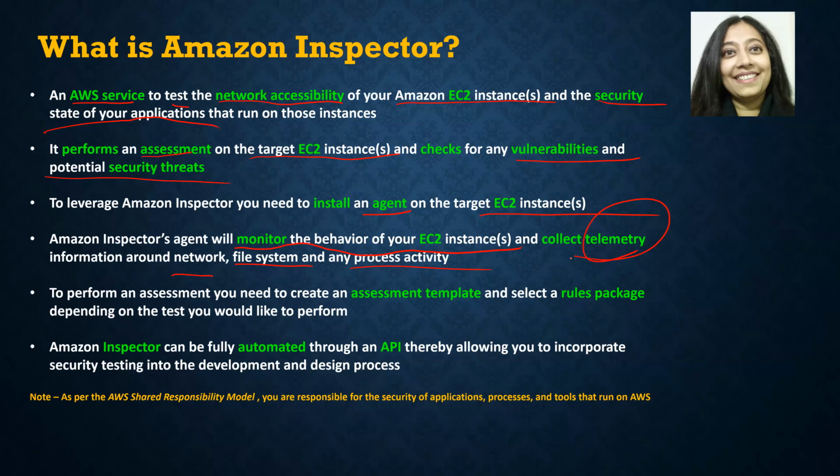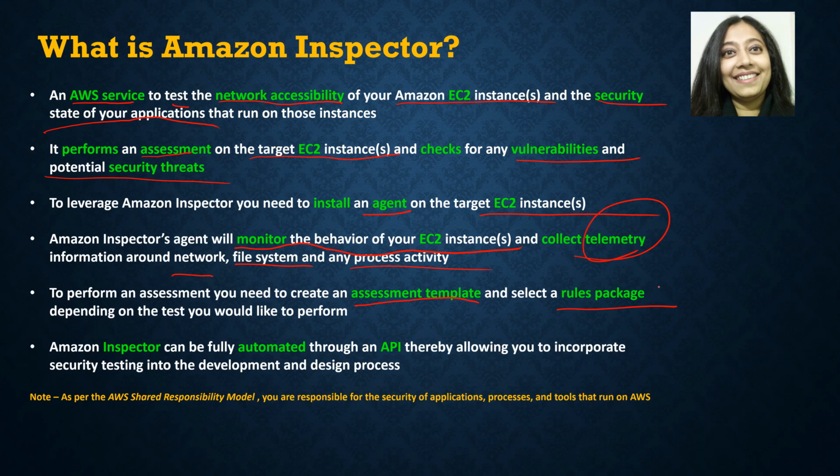In order for you to perform this assessment, you need to create an assessment template. And once you create this assessment template, you need to select a rules package and add that rules package to your assessment template, depending upon the type of test or the check that you would like to perform. So for example, if you want to check for network accessibility, you select the rules package for network accessibility, add that to your assessment template. Then every time that template is executed, I mean, to perform an assessment, that set of rules, part of the rules package, will be executed.